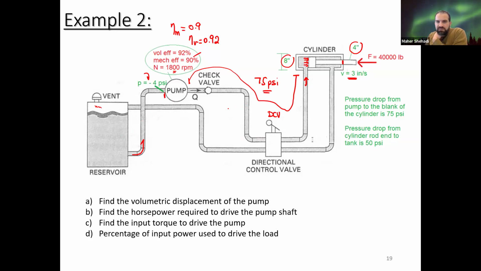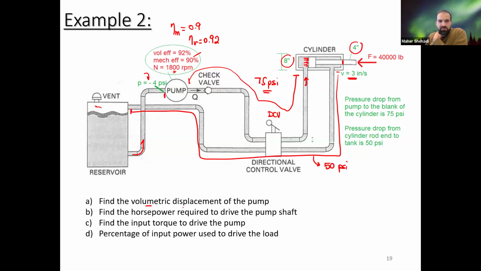Does that include the DCV or not? If it's not given, then we're going to say yes. The pressure drop from the cylinder rod end to the tank, so it's from here all the way back to the tank. Otherwise, you will have to calculate this as we did in the previous chapter. This is 50 psi.